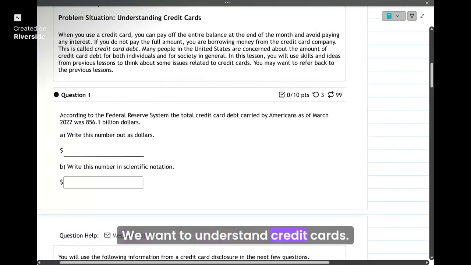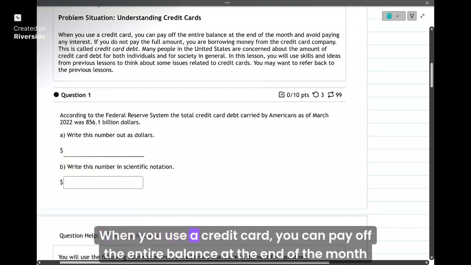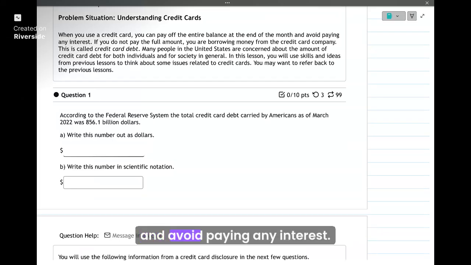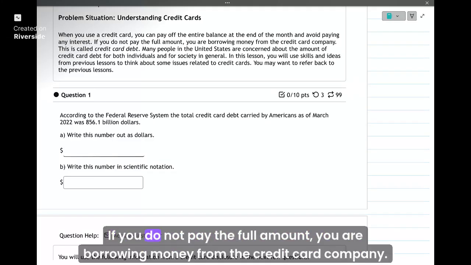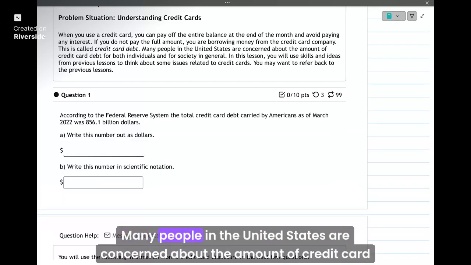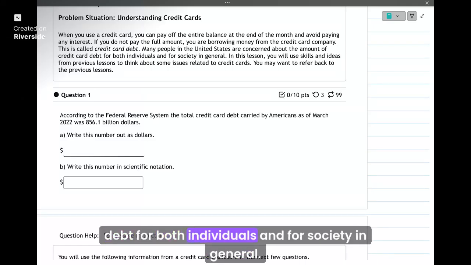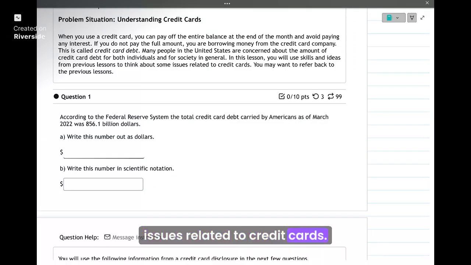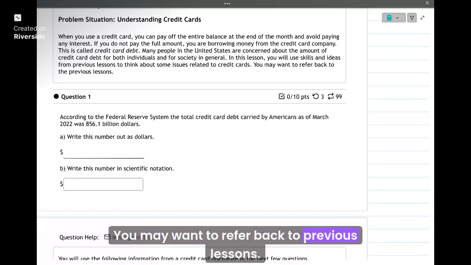Right, let's look at the problem situation. We want to understand credit cards. When you use a credit card, you can pay off the entire balance at the end of the month and avoid paying any interest. If you do not pay the full amount, you are borrowing money from the credit card company. This is called credit card debt. Many people in the United States are concerned about the amount of credit card debt for both individuals and for society in general. In this lesson, you will use skills and ideas from previous lessons to think about some issues related to credit cards. You may want to refer back to previous lessons.